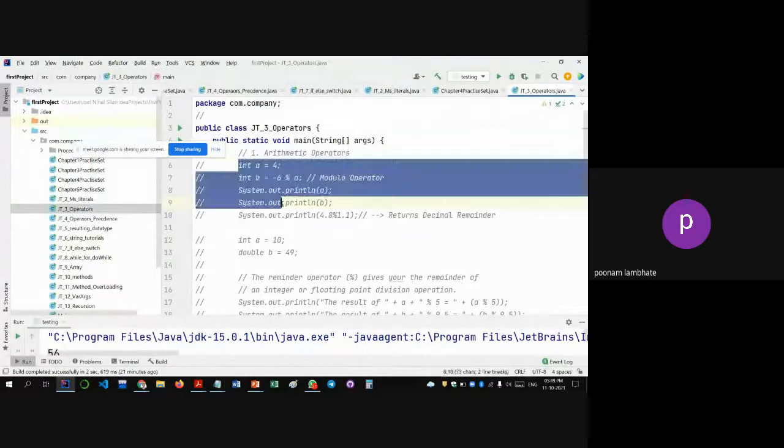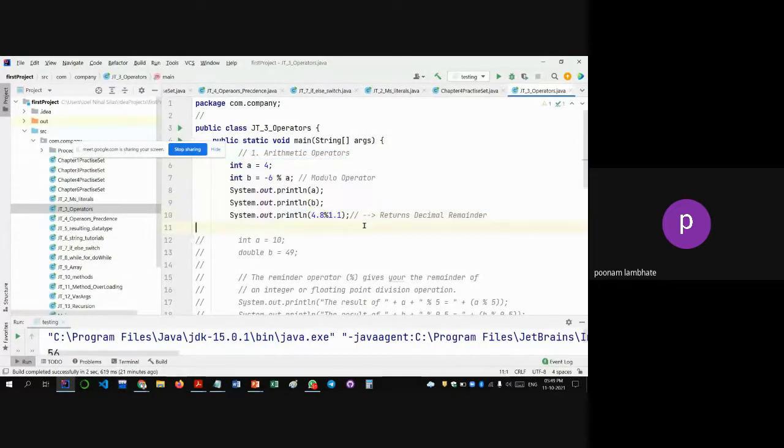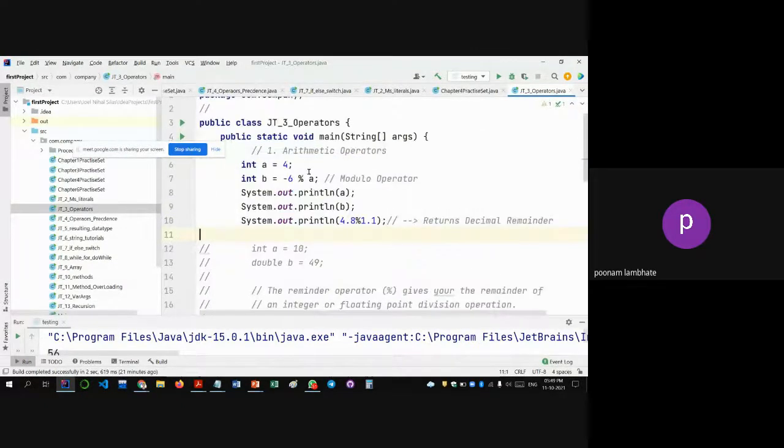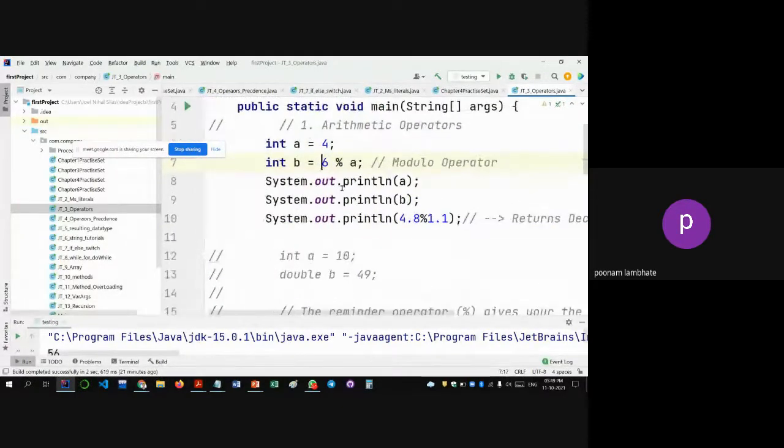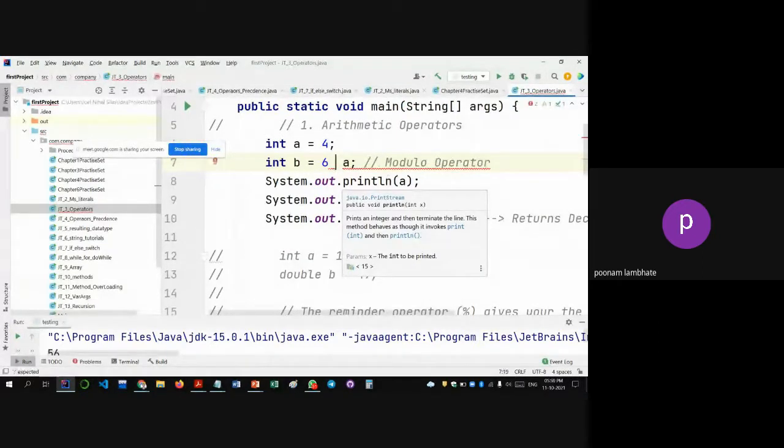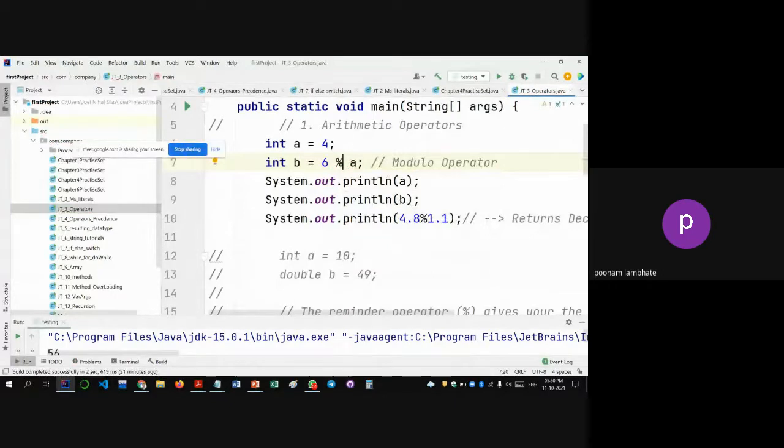So see here, arithmetic operation you want to perform. So int a equal to 4. Let us take positive 6 for now. 6 mod a. When you do 6 / a, it will return the quotient. And when you do mod, it will return the remainder. And this is a very important logic that you'll use in your Armstrong number program.